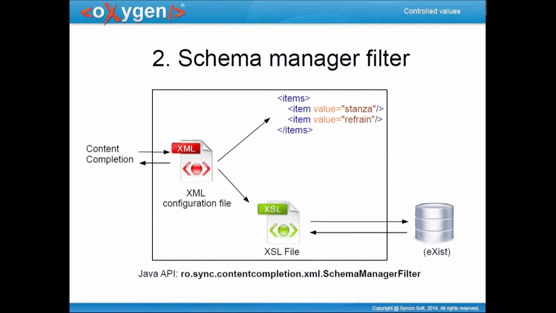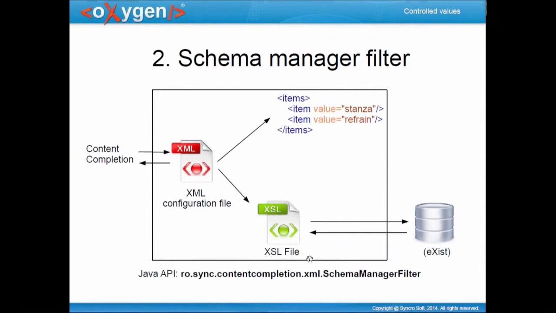And because most people are more familiar with writing XPath and style sheets instead of writing Java, I've created a schema manager filter implementation that works something like this. It reads an XML configuration file, and in this configuration file you can give values for attributes or elements, and you can give them either explicitly by these kinds of XML fragments, or you can choose to execute an XSL transformation.